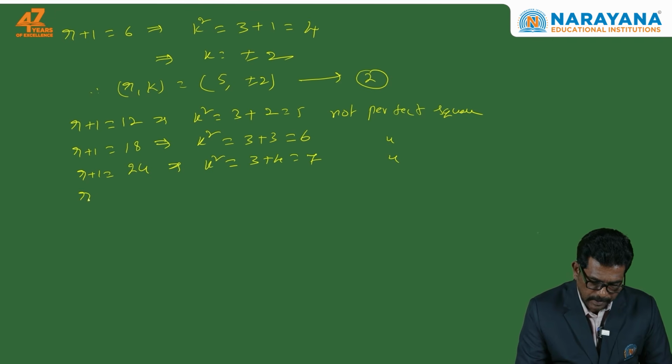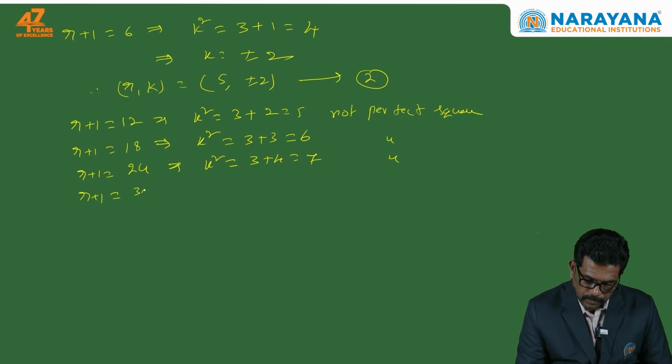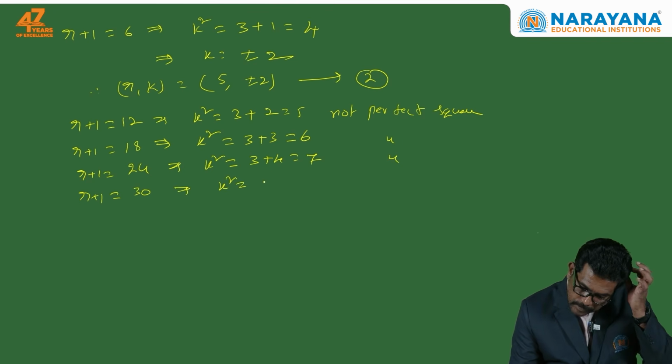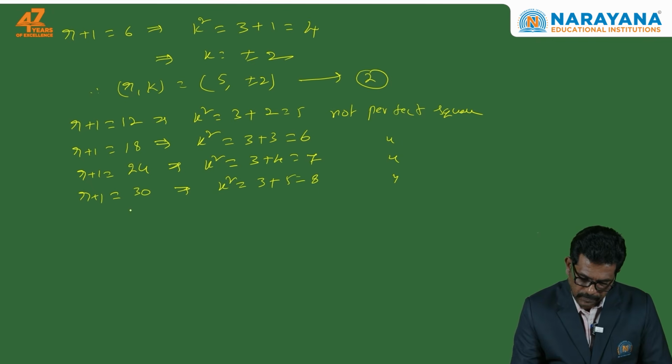Not a perfect square. r plus 1 is equal to 30, and k square is equal to 3 plus 5. Not a perfect square. When r is equal to 35, this is final. So when r is equal to 35, k square is equal to 3 plus 6 is equal to 9. It is a perfect square.